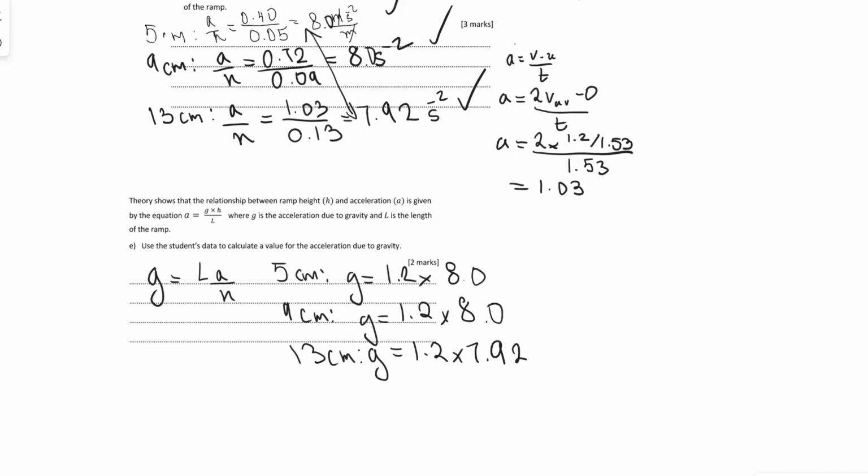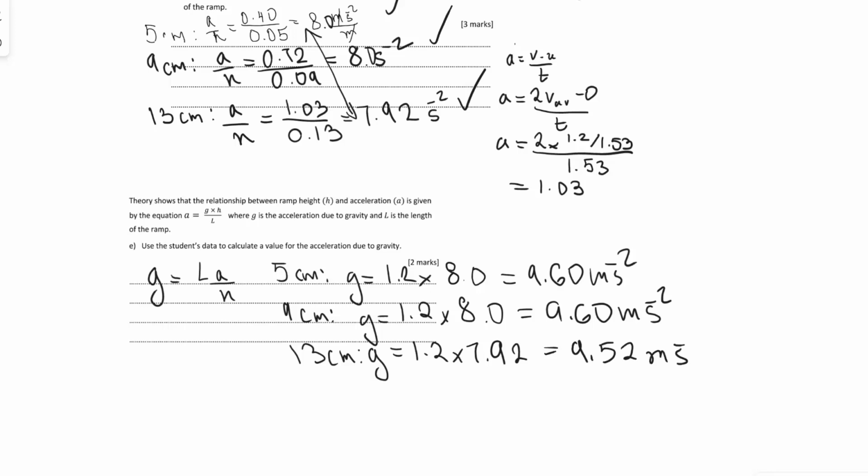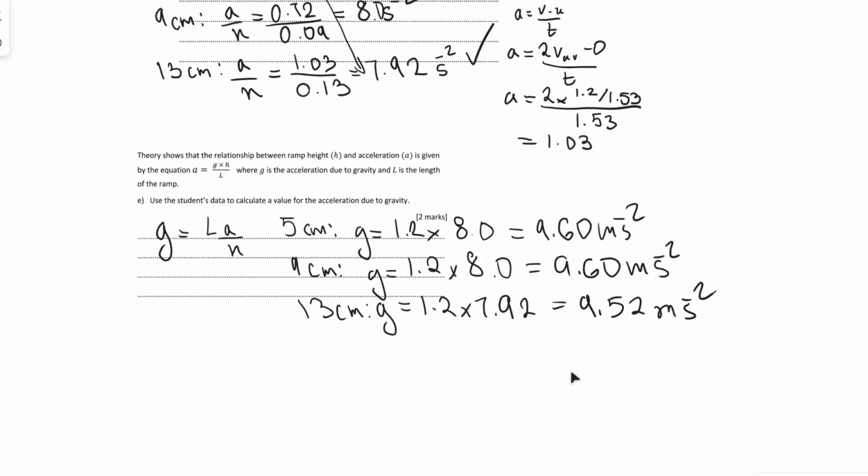Okay, well, if we put these into a calculator, what we're going to get is 1.2 times 8 is going to give me 9.60 meters per second squared. In the first case, exactly the same for the second case, 9.60 meters per second squared. And for the final case, it will be a little bit lower, which will be equal to 9.52 meters per second squared, where the last digit may be a little bit different in your results, perhaps due to rounding.